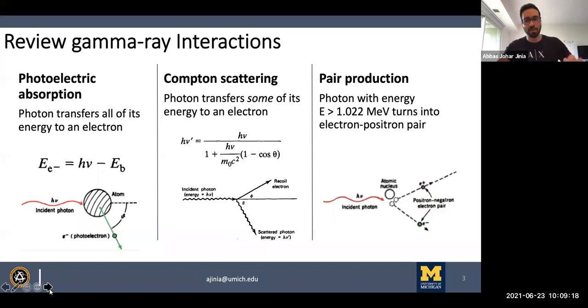scattering. Now in Compton scattering, again, the photon comes in, but unlike the photoelectric absorption, the photon only transfers some portion of its energy. So in this case, we have two outgoing particles. One is a recoil electron, and the other one is the scattered photon. Now, the recoil electron will be the one that will constitute the electrical signal. Now, the scattered photon can again undergo a Compton scatter, and it can emit another recoil electron, and all these electrons will contribute to the signal.